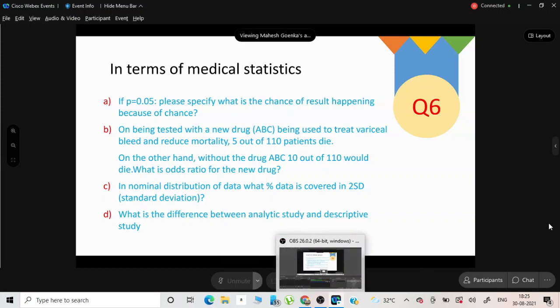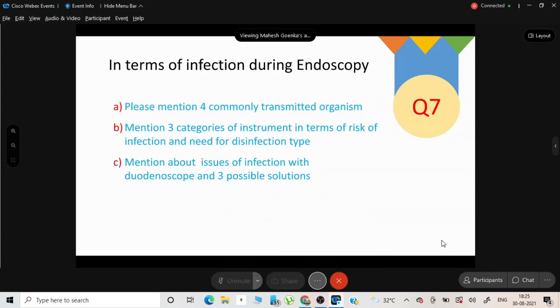Okay, let's go to the 7th question. In terms of infections transmitted during endoscopy, please mention 4 commonly transmitted organisms. So you are only required to mention 4. There may be more than 4, but you can mention any 4.